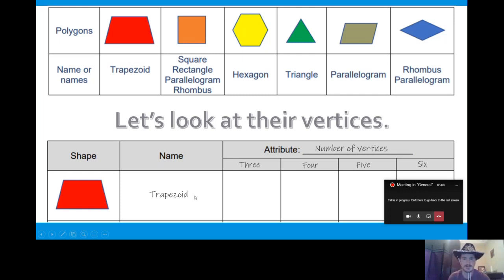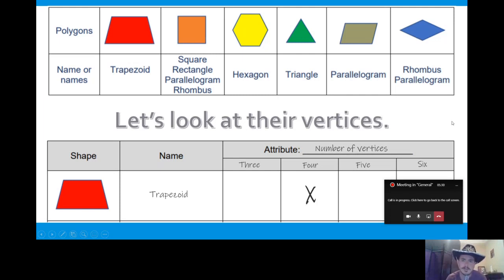Will all my polygons be able to fit on this chart? Yes, they will. So how many vertices does a trapezoid have? Let's count. 1, 2, 3, 4. So where am I going to put my x? Do I put it under 3, 4, 5, or 6? Well, it has 4 vertices, so I'm going to put my x under 4.